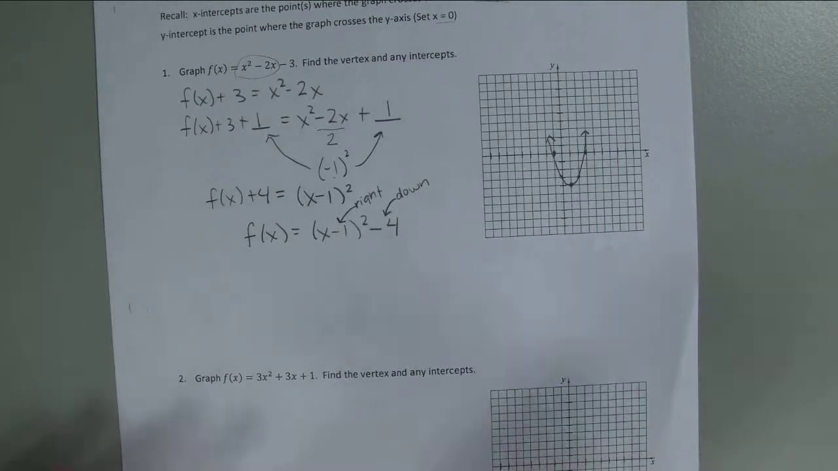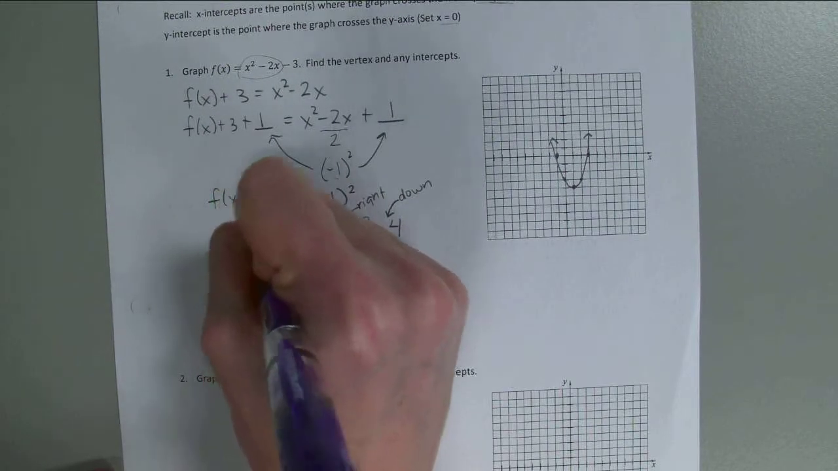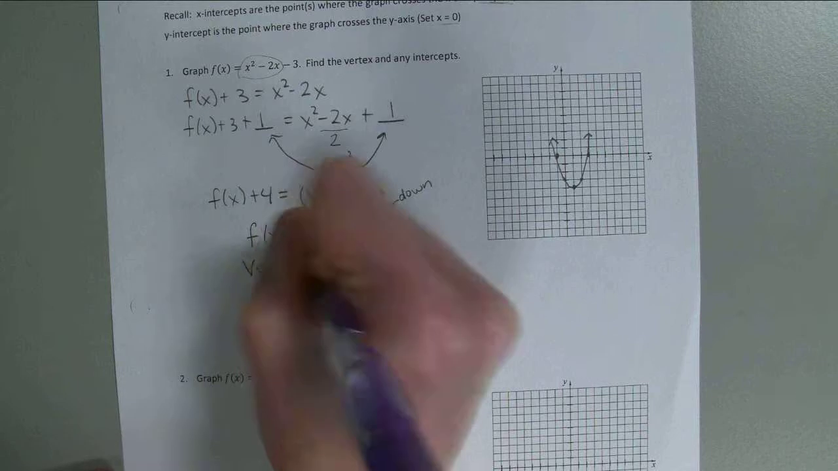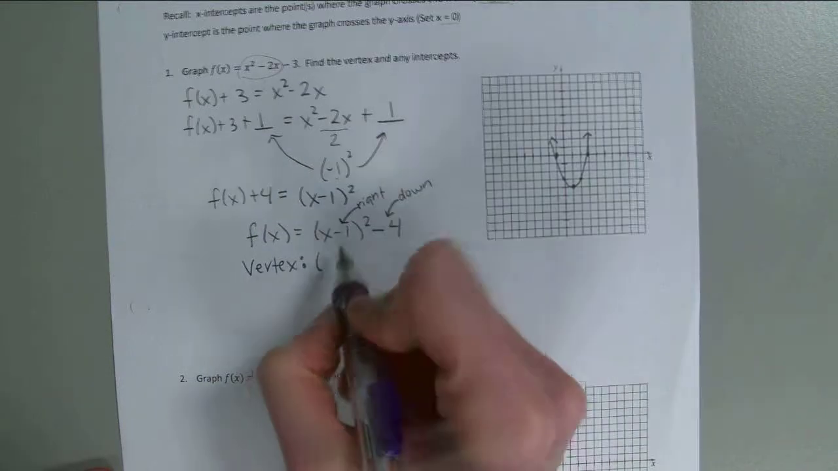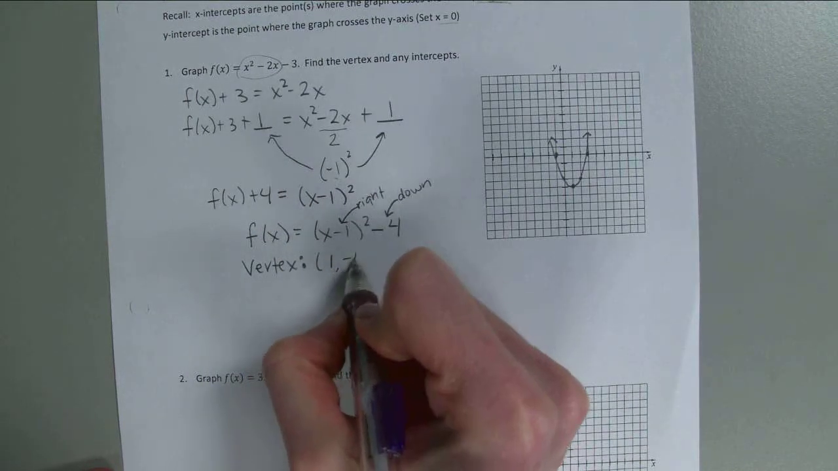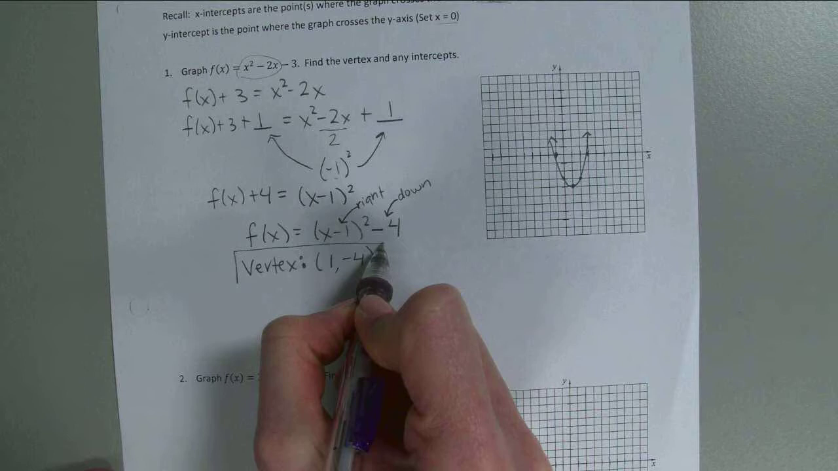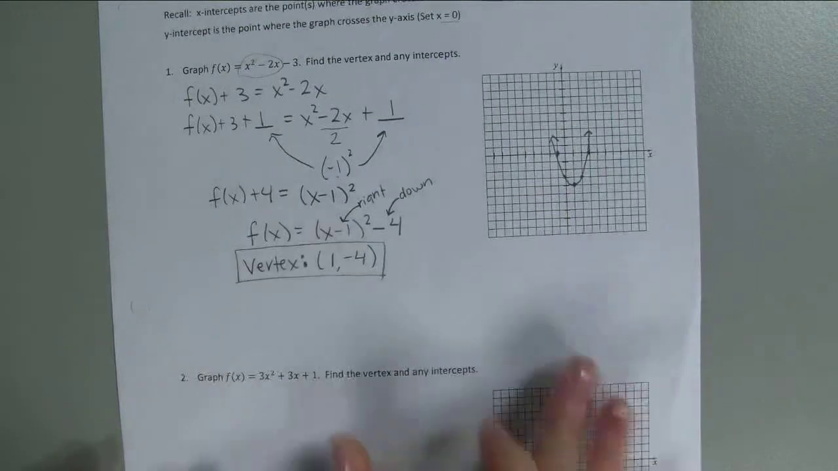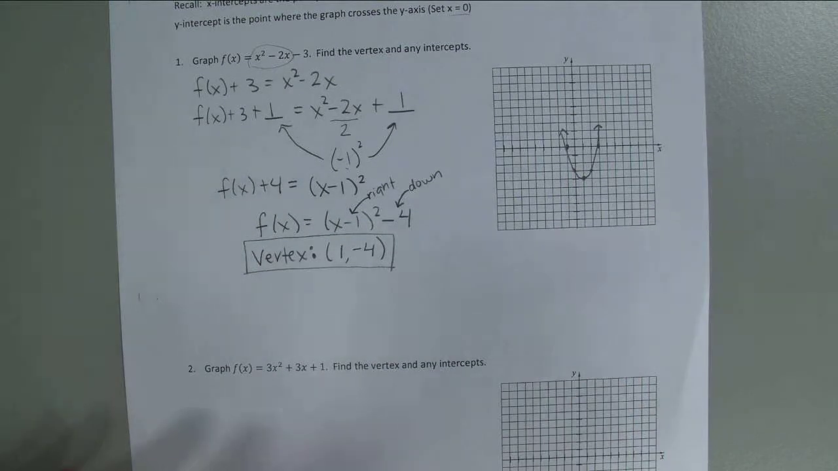So what did this ask us to do? It asked us to find the vertex. So the vertex we should know. If we went to the right 1, we're at positive 1. If we went down 4, we're at negative 4. So that's the vertex. But then it also asks us to find any intercepts. This one happens to be perfectly where you can see it on your graph, but that's not always going to be the case. So how do we find them algebraically?